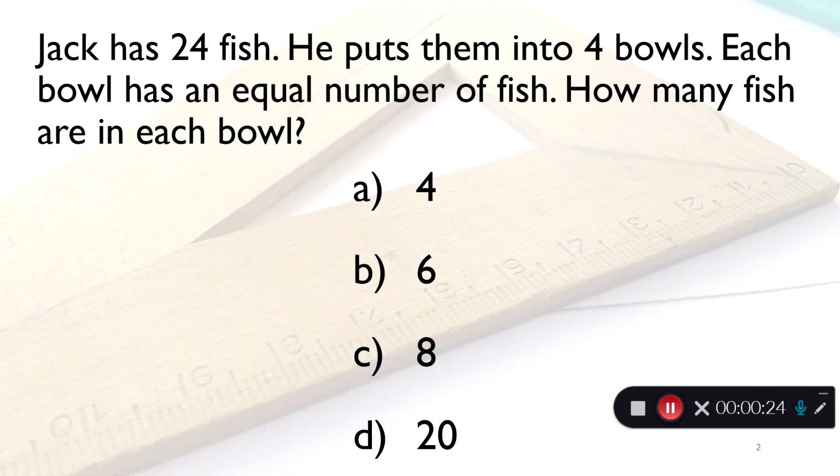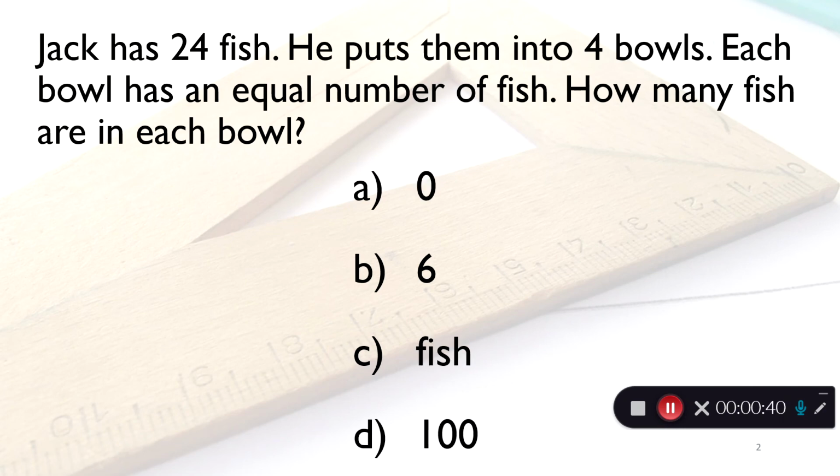Jack has 24 fish. He puts them into 4 bowls. Each bowl has an equal number of fish. How many fish are in each bowl? A, 4, B, 6, C, 8, or D, 20? Now, hopefully you can actually do the answer to this question. So let's instead focus on how the question is written.